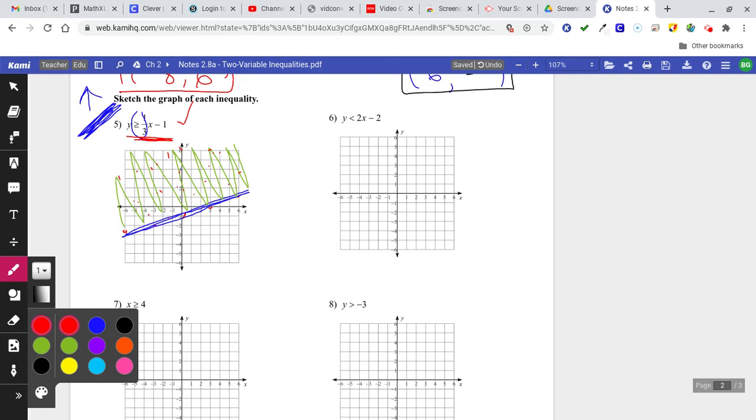Moving on, same thing. I can tell this one's going to be a line, but you look at this symbol and it says less than. Okay, just look at the symbol, less than. So that means it's really going to be a dotted line. There's no equals, so it's dotted, and less than means to shade down. So it's going to be a dotted line, and I'm going to shade down. Keep that in mind.